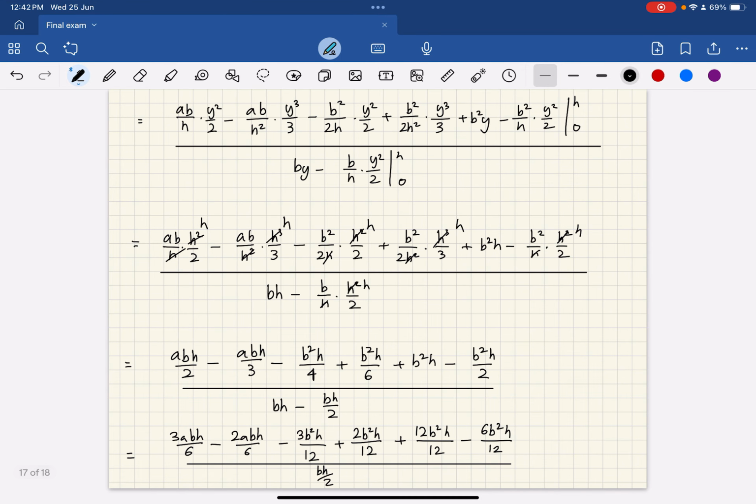Let me just double check if I've made any mistakes here before I can be sure this is the correct answer that we've got. H over 3.